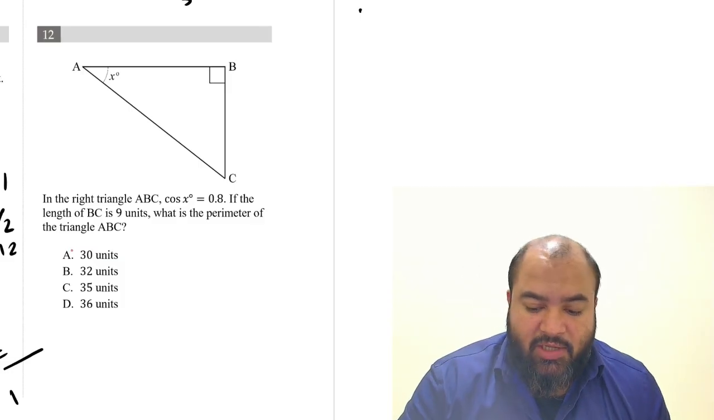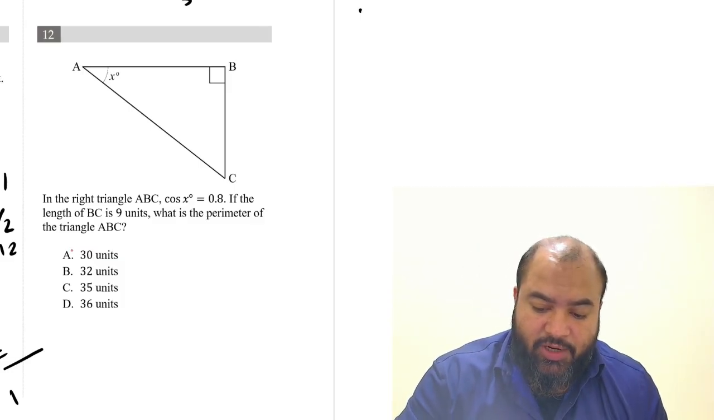Number 12. In the right triangle ABC, cosine of x equal to 0.8.